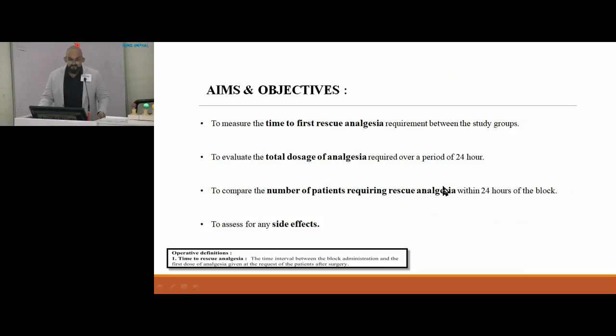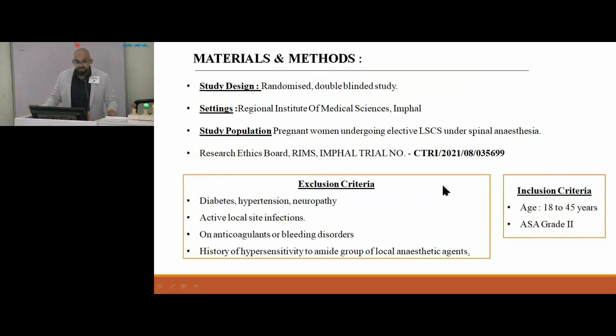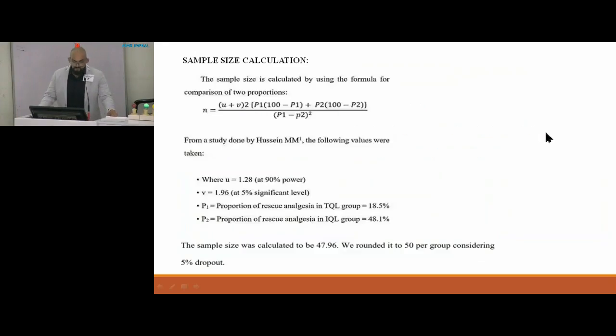My study design is a randomized double-blinded controlled study in the setting of Regional Institute of Medical Sciences, Imphal. The study population was pregnant women undergoing elective lower segment cesarean section under spinal anesthesia, and it has been approved by the Research Ethics Board, RIMS Imphal. These are my inclusion and exclusion criteria, and we calculated a sample size of 100 using the formula for comparison of two proportions, with the study conducted by Mustafa M. Hussain.